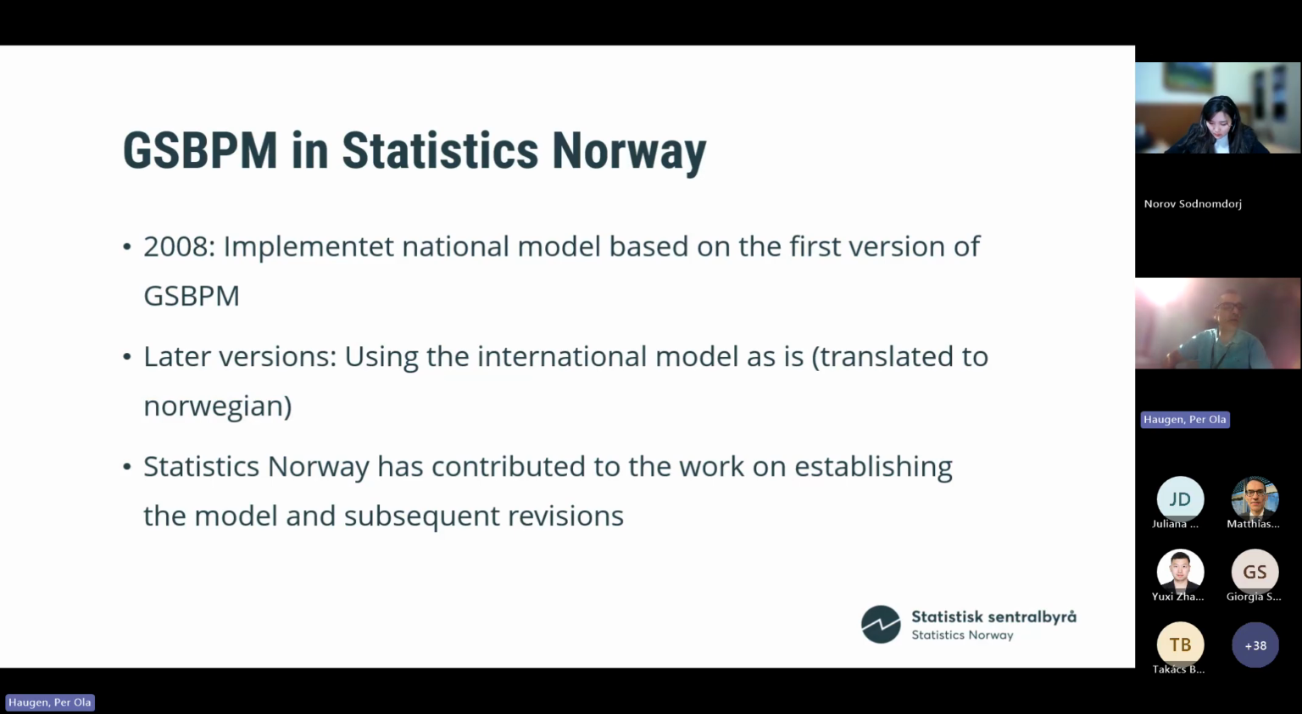Back in 2008, with the first version of GSBPM, we implemented a national model based on the international model. And we spent quite a lot of resources on implementing this model back in 2008. Since then, for later revisions, we have been using the international model as is, only translated into Norwegian. And Statistics Norway has contributed to the work on establishing the model and also in the subsequent revisions.